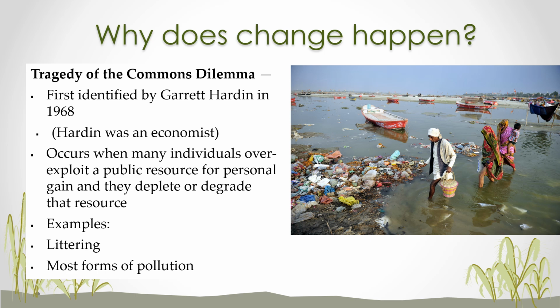So the tragedy of the commons dilemma was first identified by Garrett Hardin in 1968. It should be noted that Hardin was an economist and 1968 was not our current era, so the way we think about some things certainly has changed. The tragedy of the commons occurs when many individuals overexploit a public resource for personal gain and they deplete or degrade that resource. That term, personal gain, really should be used relatively loosely. It could just be for personal existence, quite frankly.